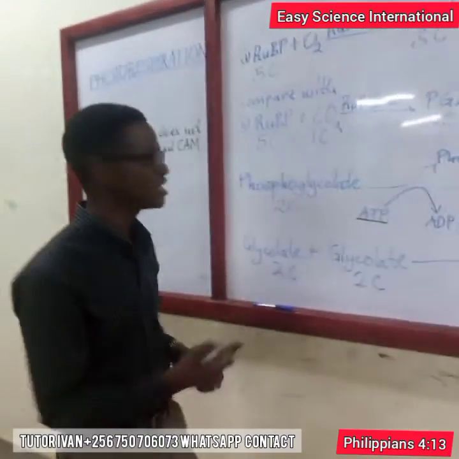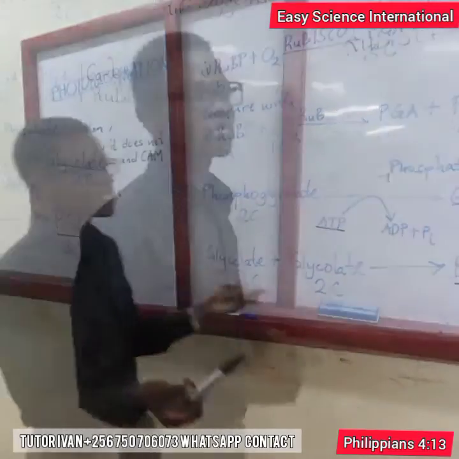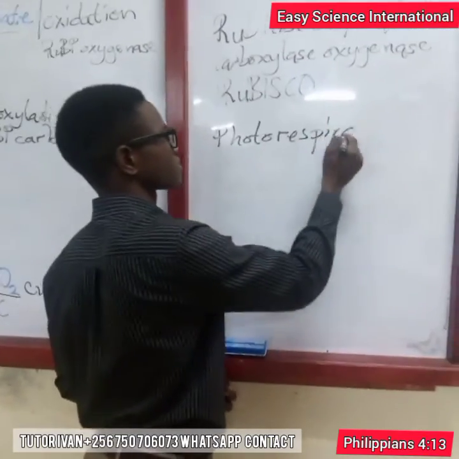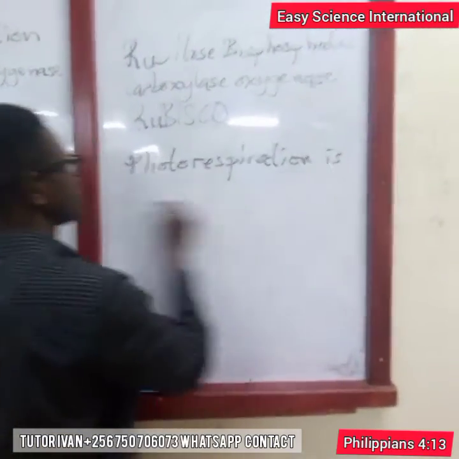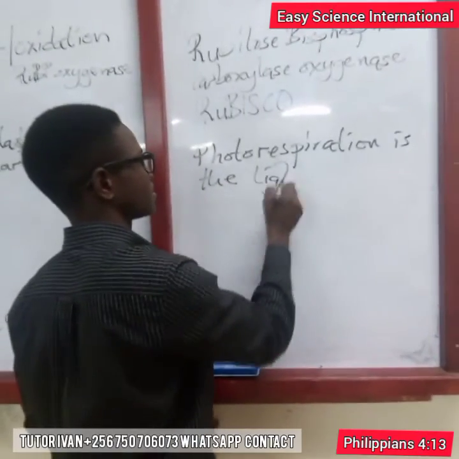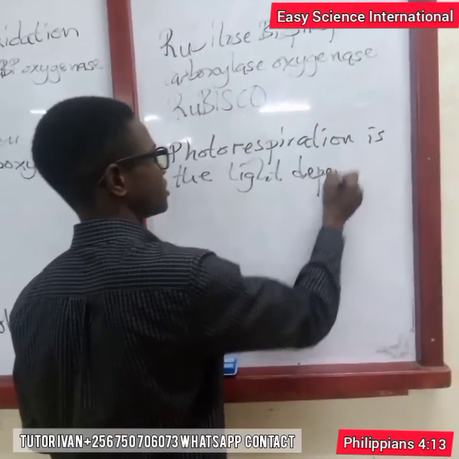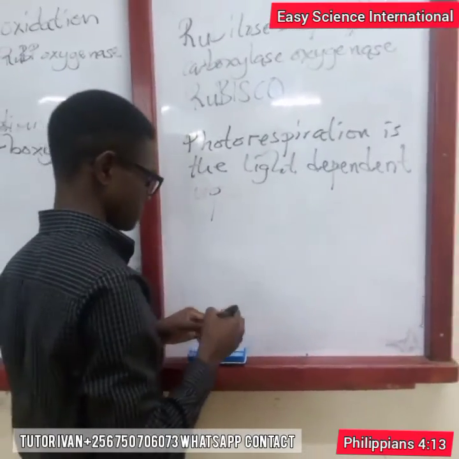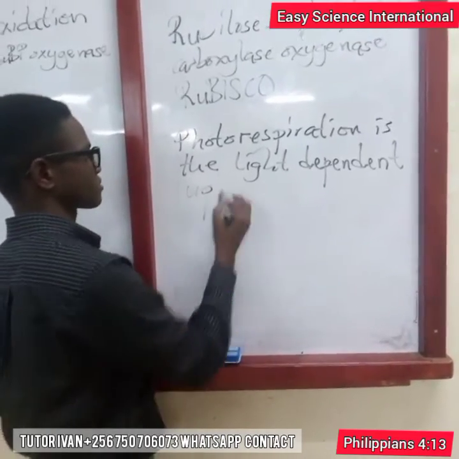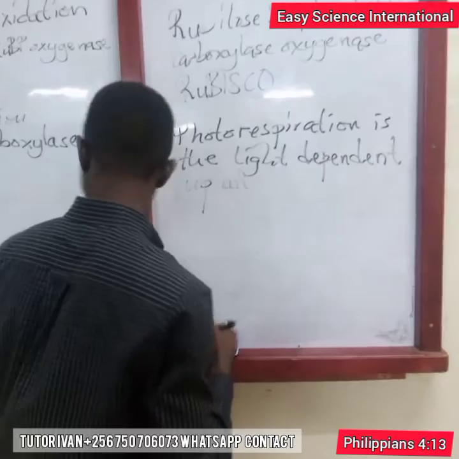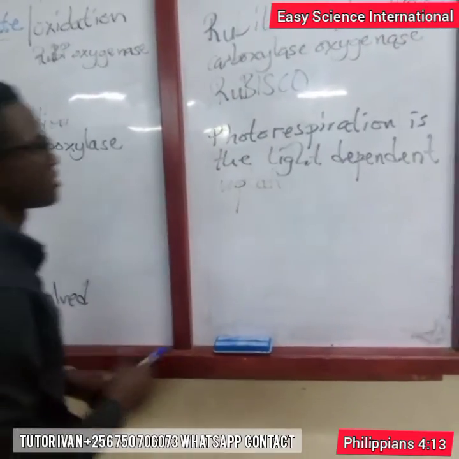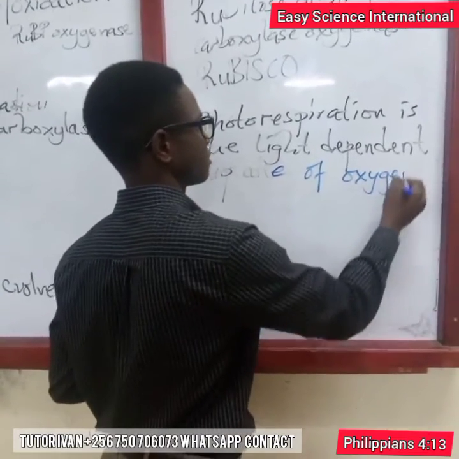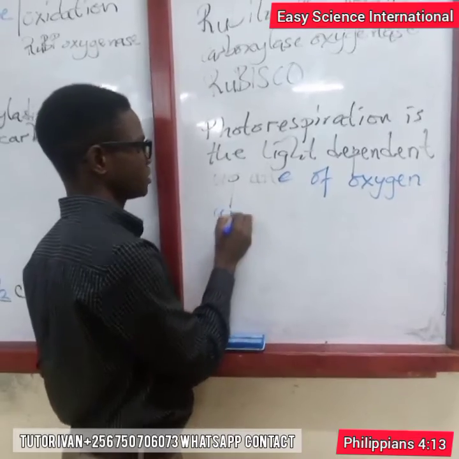And in brief, its definition: photorespiration is the light dependent uptake of oxygen and the release of carbon dioxide.